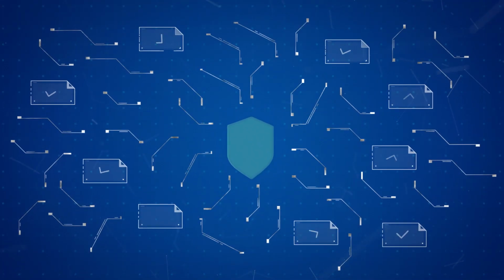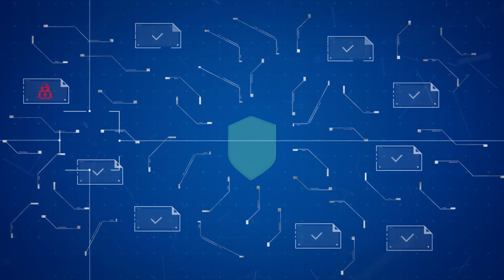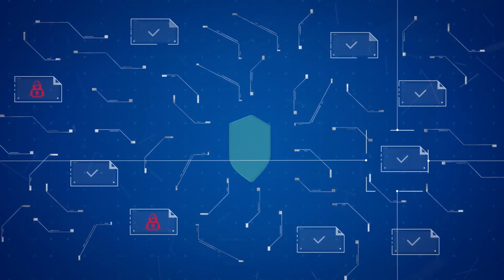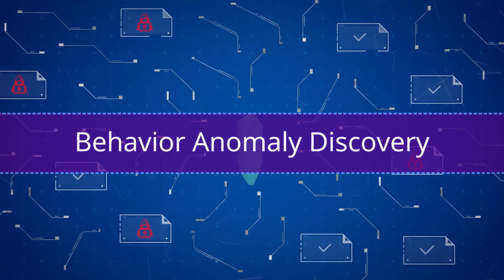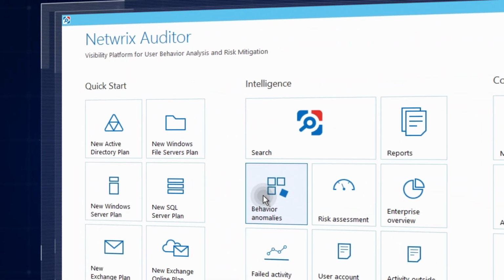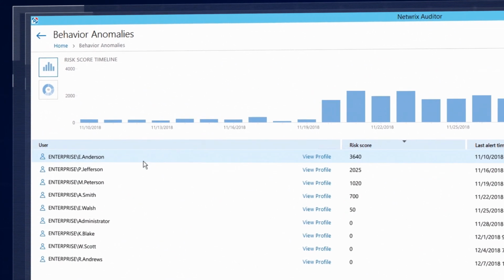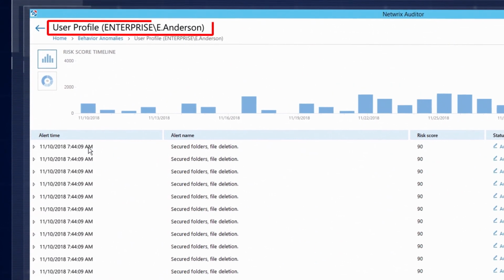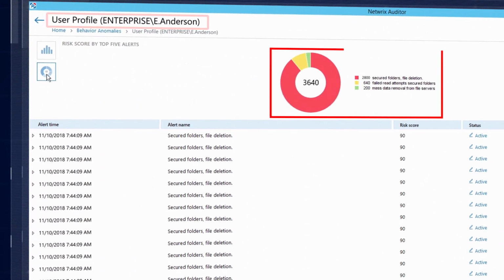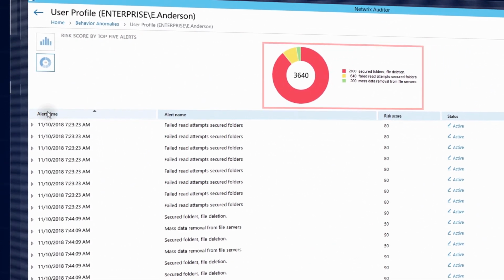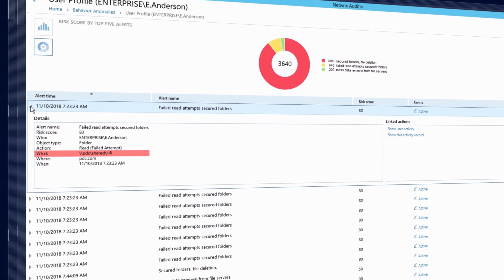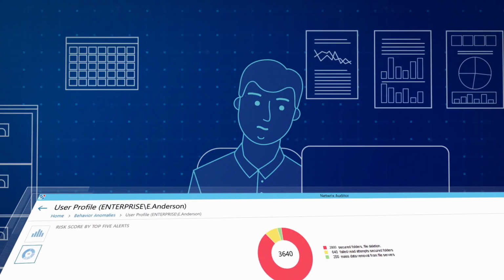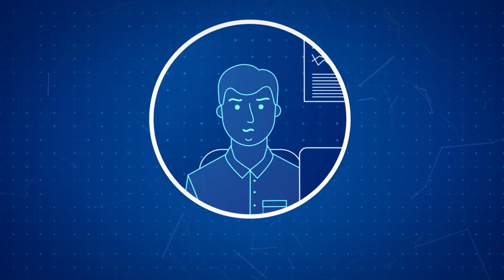Rob knows that his team will detect security incidents like this in the future much faster if they use behavior anomaly discovery, because it provides a single view of all anomalous activity alerts triggered by an individual across all audited systems, along with the cumulative risk score. With this functionality in place, Rob's team will be able to spot malicious insiders and compromised accounts even if they tread carefully. Now it's time for Rob to get back to audit preparation.